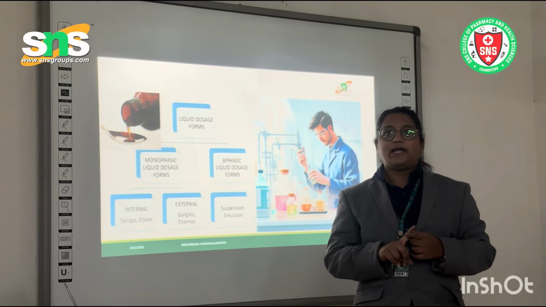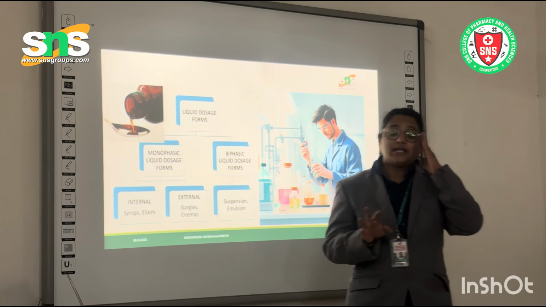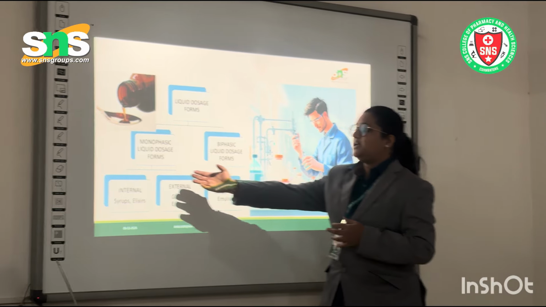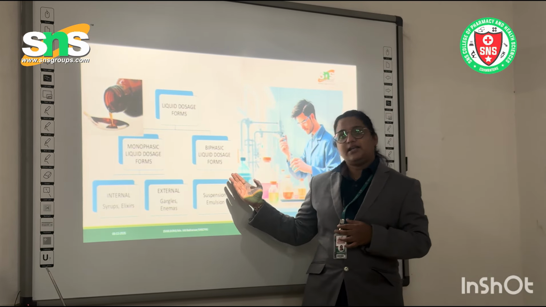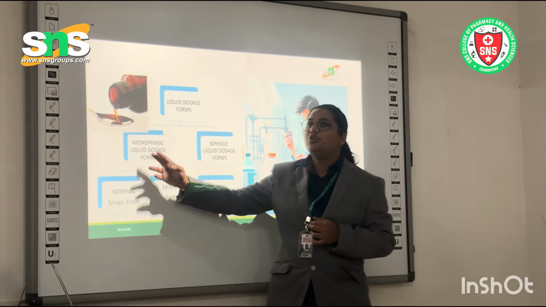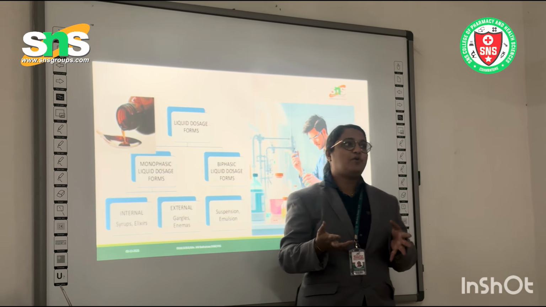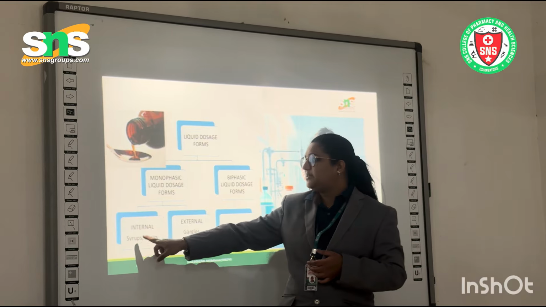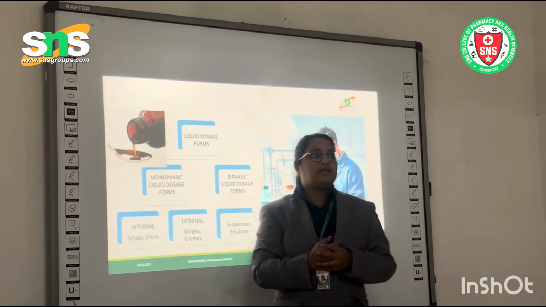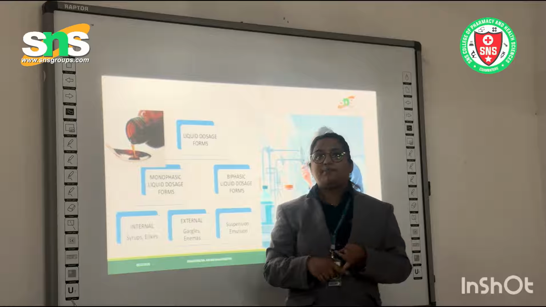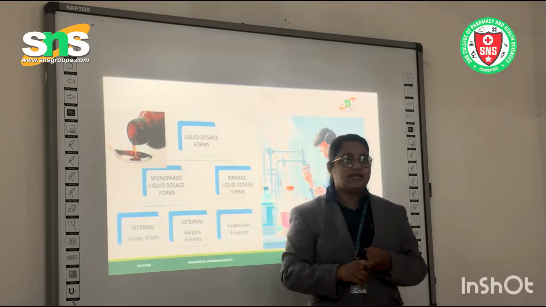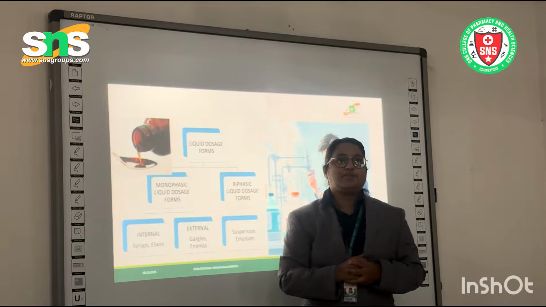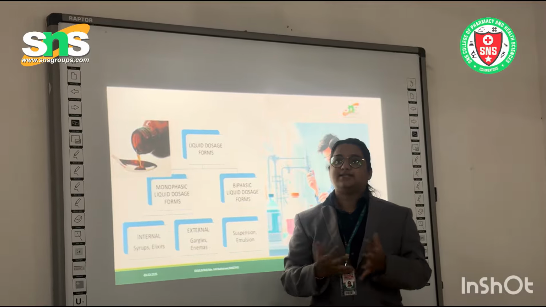Liquid dosage forms are classified into two types: monophasic liquid dosage forms and biphasic liquid dosage forms. Monophasic liquid dosage forms are again of two types based upon the use. The monophasic liquid dosage forms which can be used internally include pharmaceutical syrups and pharmaceutical elixirs. These are examples of monophasic liquid dosage forms which we have already discussed.